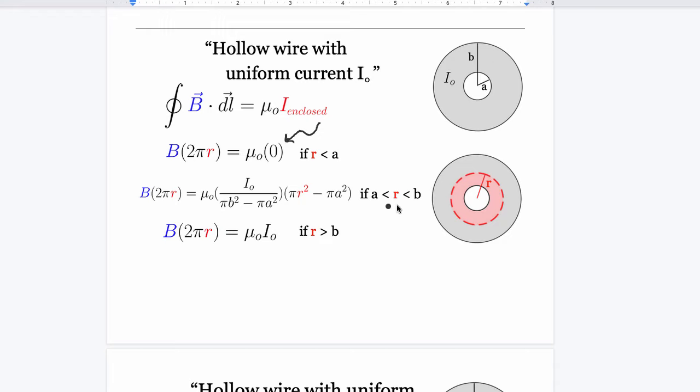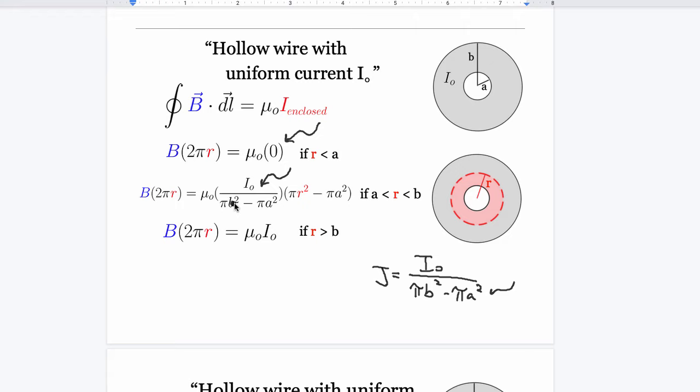What if your R is bigger than A, but less than B? Well, we got to craft our own current density. So here we go. Current density is the total current over the total area. The total area here would be pi B squared, but then I have to subtract the hole, minus pi A squared. So this right down here is all of this area right there. So that's my J that I just crafted.